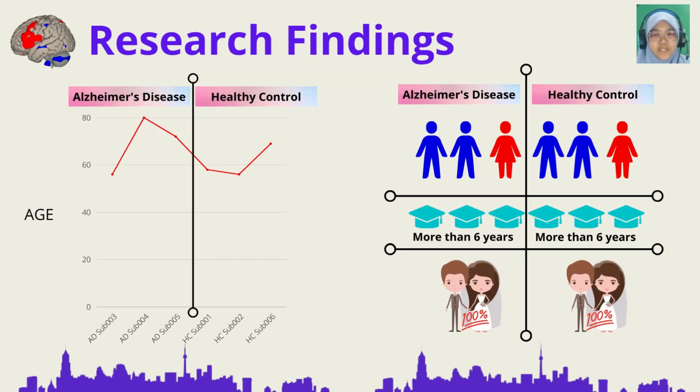This is our research finding. From our demographic data, we divided into Alzheimer's disease and healthy control. Age of the study from both category groups is from 58 years old until 80 years old. And for the gender, each category has 2 male and 1 female. And for the education level, both groups have more than 6 years of education. And for marital status, both groups are married.